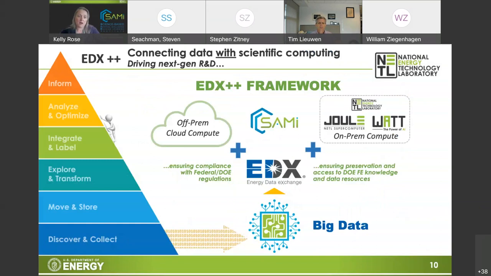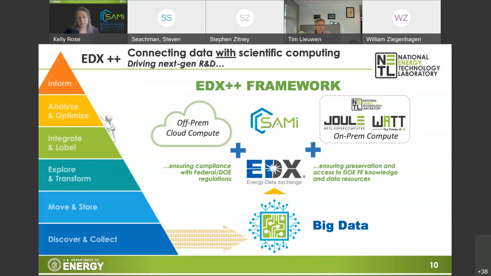One other quick announcement that I think is very exciting. Recently, our Principal Deputy Assistant Secretary for Fossil Energy and Carbon Management, Dr. Wilcox, and FECM leadership have authorized a new effort to develop what we're calling the Energy Data Exchange, EDX++ framework, which will build off of the data related computing resources that NETL FECM has been developing over the last decade to couple the data with compute.